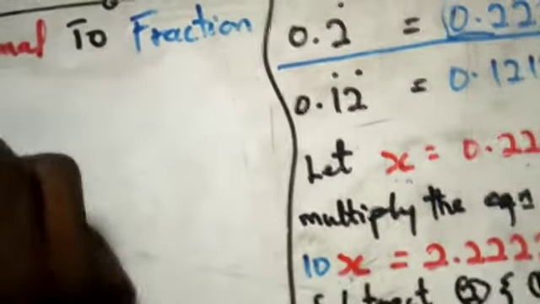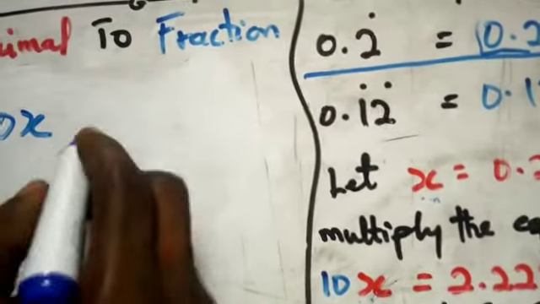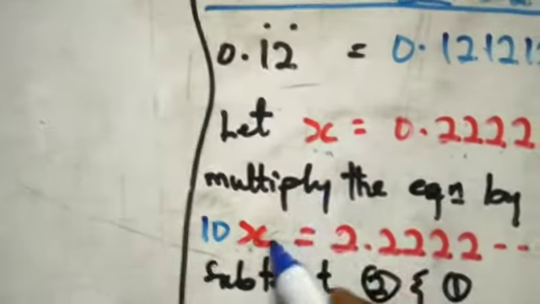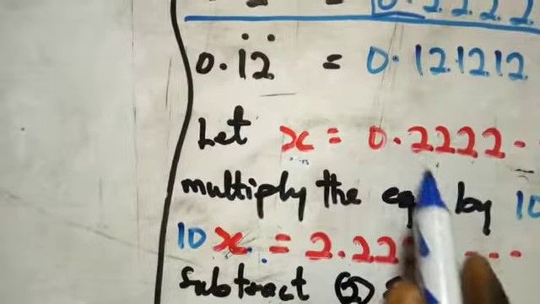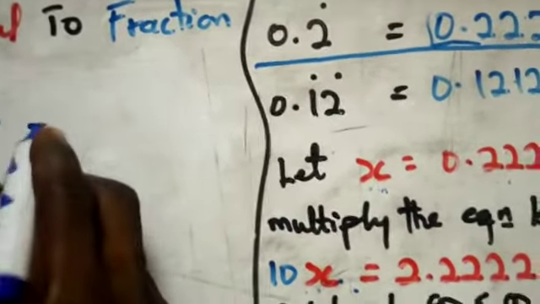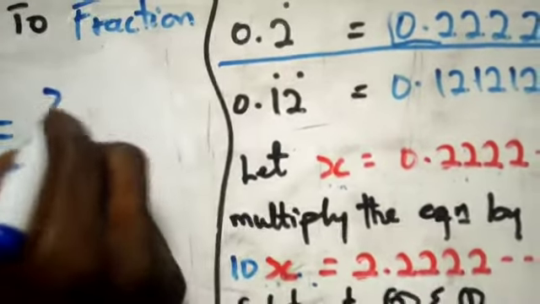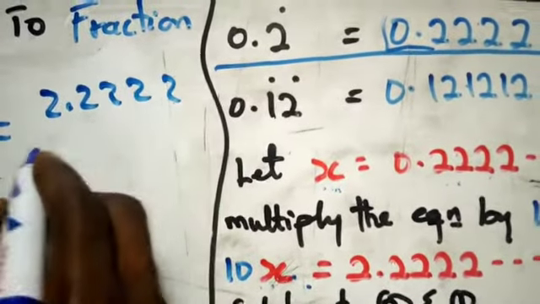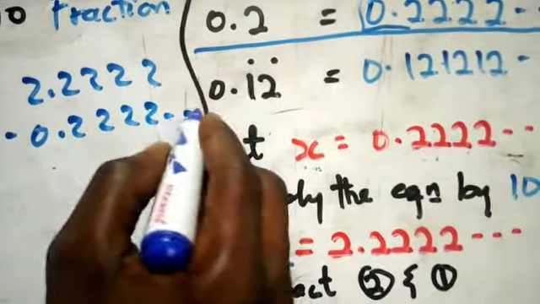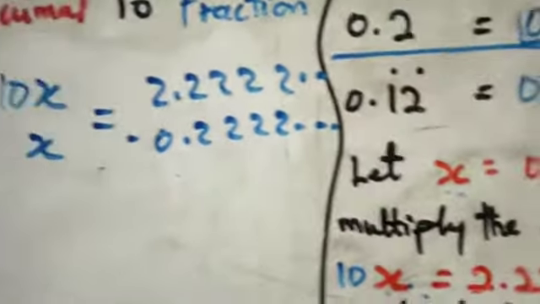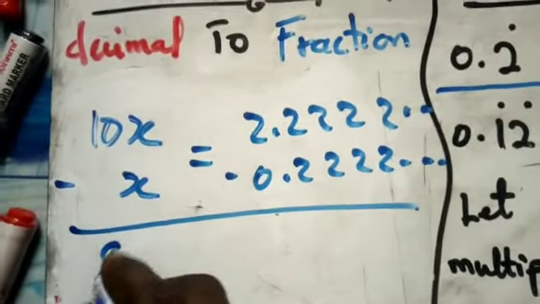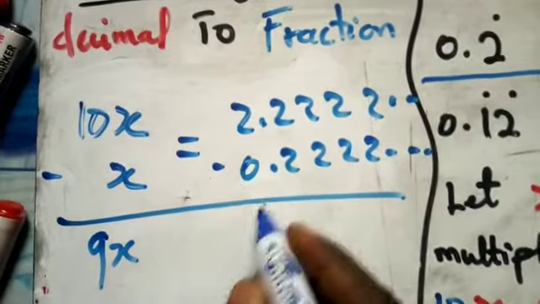Is that okay? So this one will give me 10x minus x, right? So that is the left hand side, and then the right hand side. For equation 2, that will be 2.222, and then minus 0.222. Obviously it's continuous, everything continues. So when you keep on doing like this, you arrive at 10x minus x. That will give me 9x, right? Can you see that?